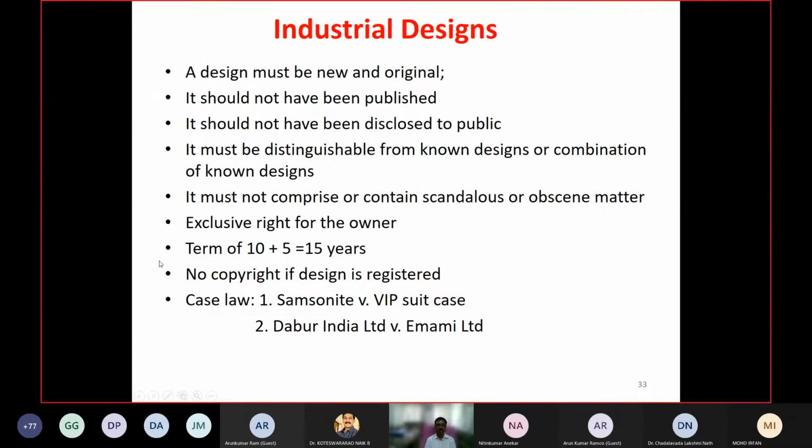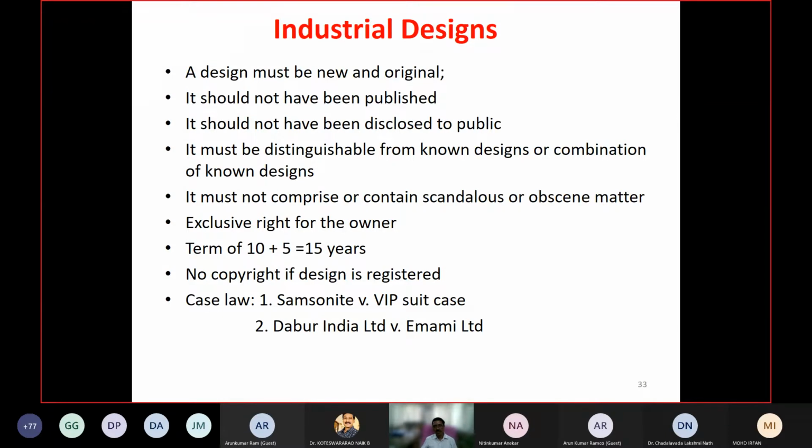So this was challenged in the Delhi High Court in Samsonite Suitcase versus VIP, or famously known as Samsonite versus Vijay Sales also. So Samsonite came out with a briefcase, a brown briefcase with a blue border. It became a big hit in the market. So they forgot to register the new design under the Designs Act. So they lost the novelty because it was published and available in the market.